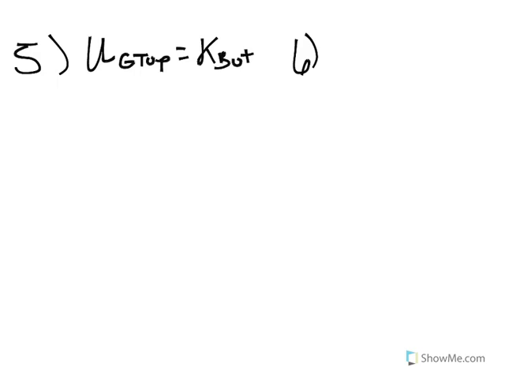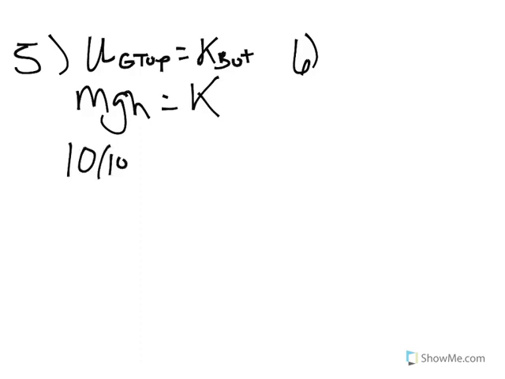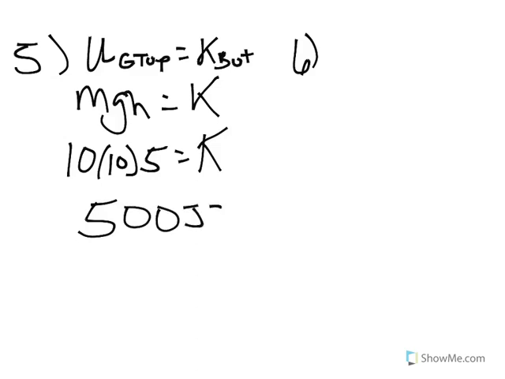Okay? So the way you calculate the potential energy at the top is mgh, and you're just looking for that kinetic energy at the bottom. So we get 10 times 5 equals K, which is 500. Alright, so 500 joules equals K.